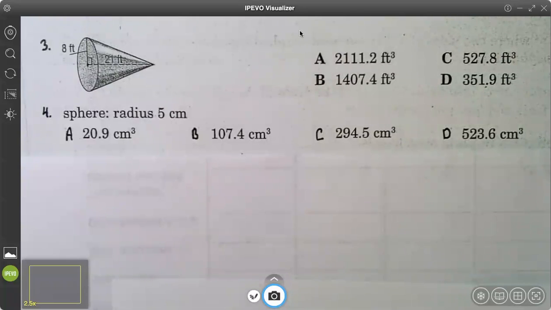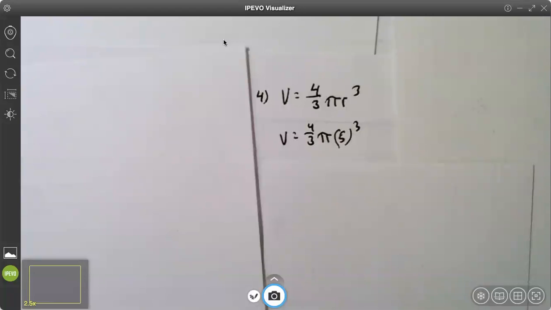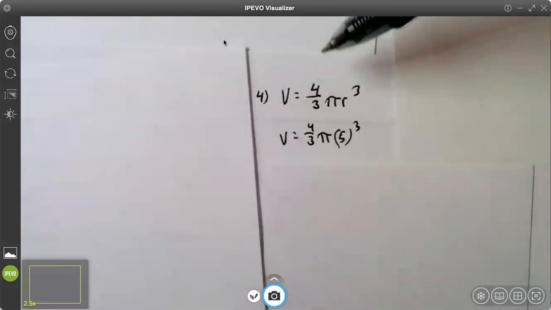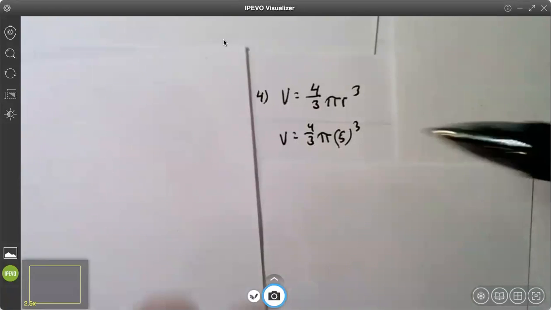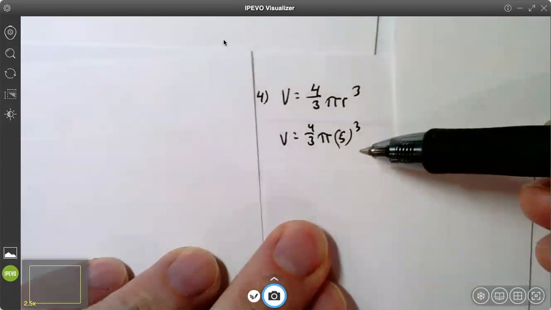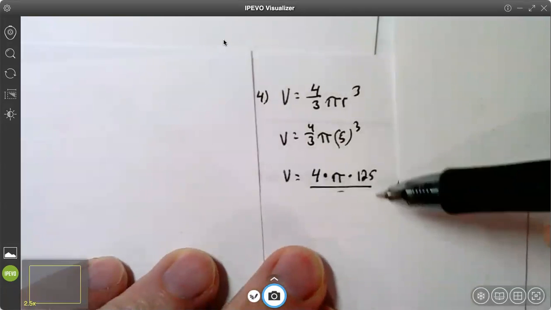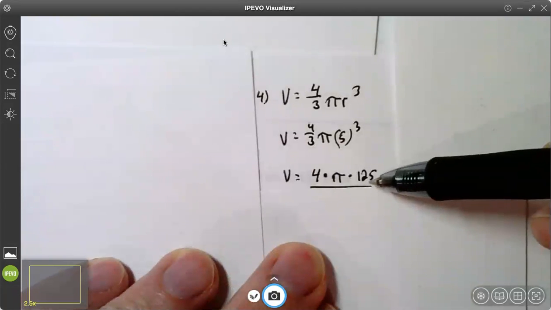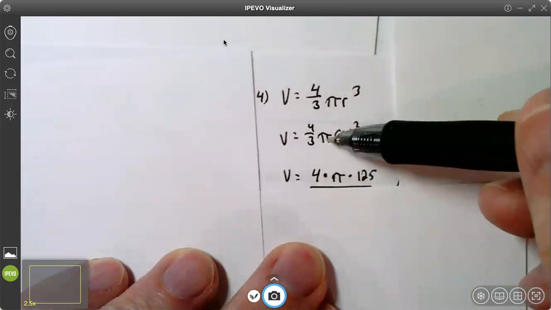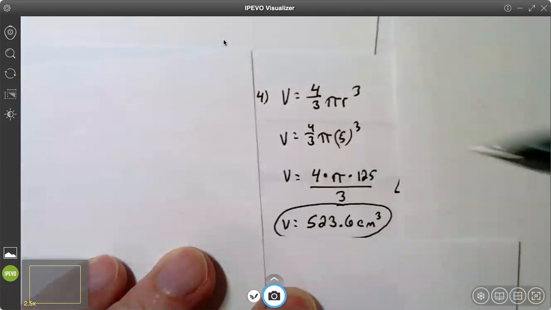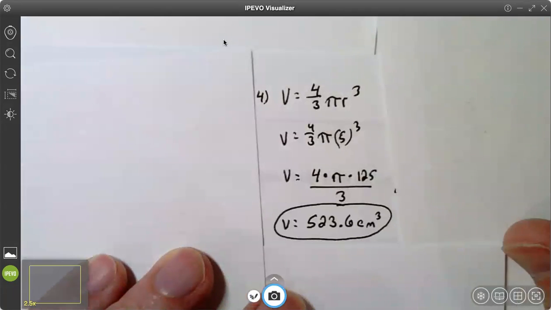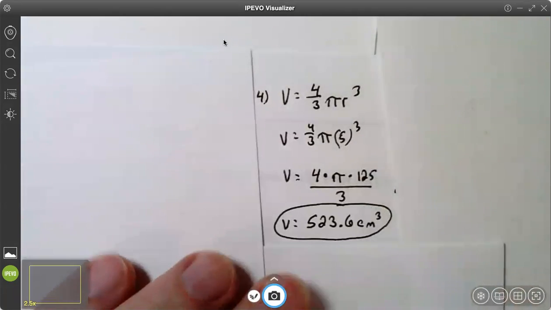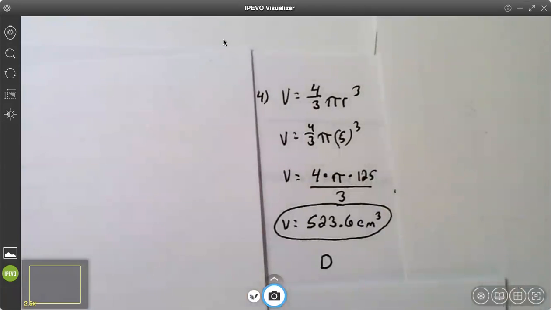Try number 4. Find the volume of a sphere with a radius of 5 centimeters. Formula for volume of a sphere is 4/3 pi r cubed. The radius is 5. You have to cube the 5 first to get 125. Then I multiply 125 times pi times 4, which are all in the numerator, first. Then I divide that by 3 to get my answer. So your answer is D.